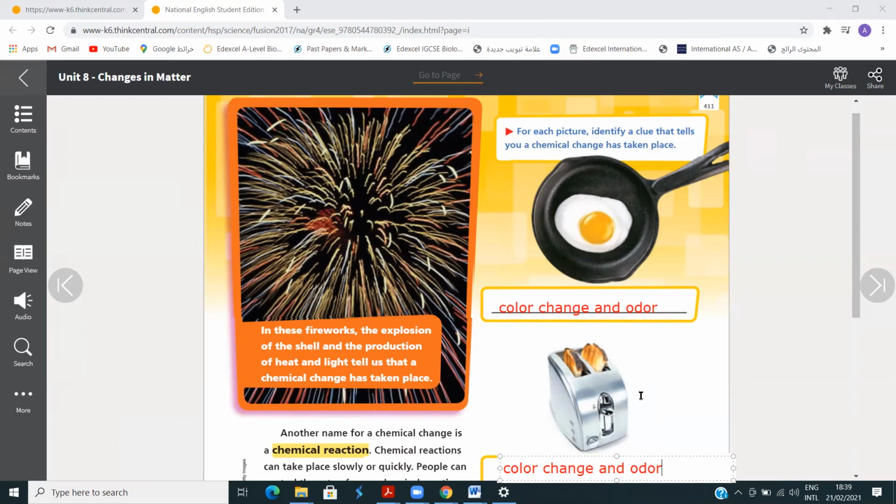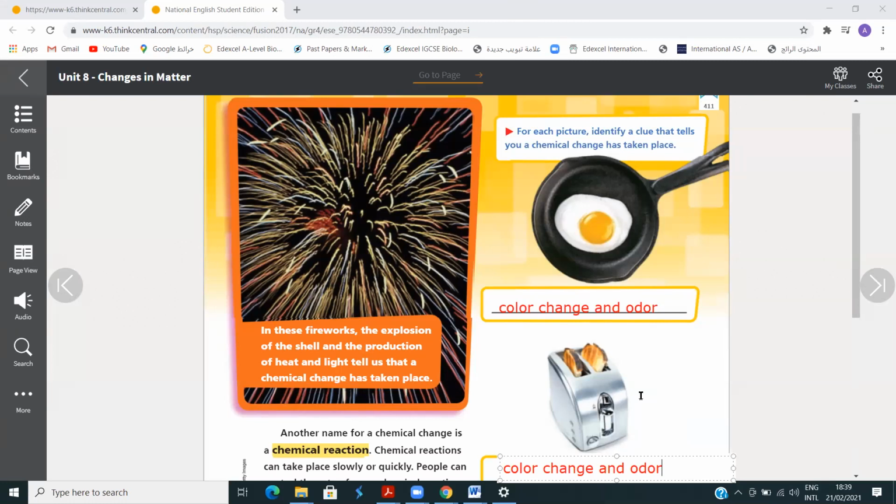Chemical change. Why? When you mix the egg, no problem. But when you heat the egg, it will change to a chemical change. It will form a new substance. Okay, Omar? Form a new substance. Concentrate on the words new substance, new materials, you know? So this is color change and odor change.